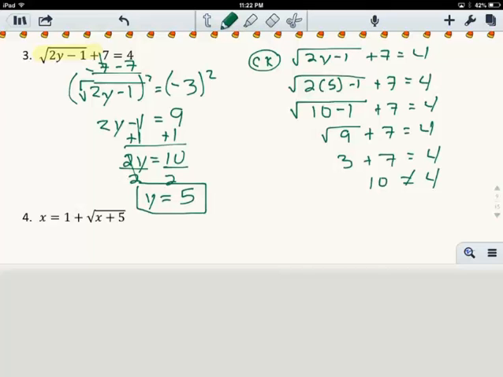So you'll notice that we got down to something here that told us it wasn't true. Well, that kind of makes sense, because if you take any number, take the square root of it and then add 7, it's never going to be 4. So this actually does not work, and there are no solutions to this problem.